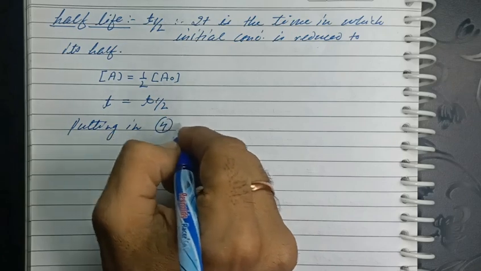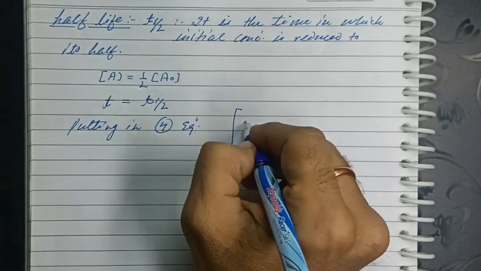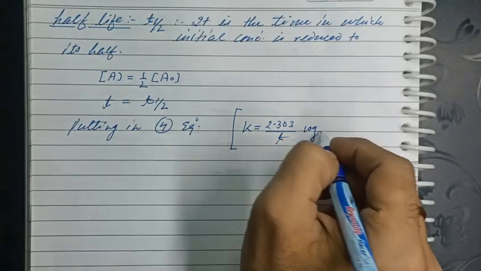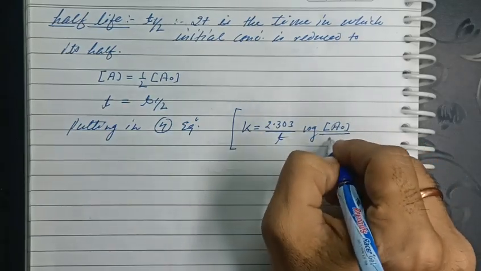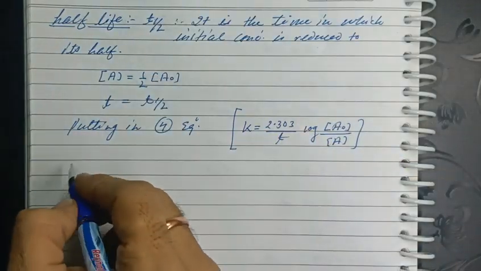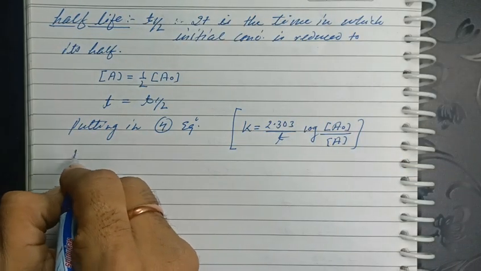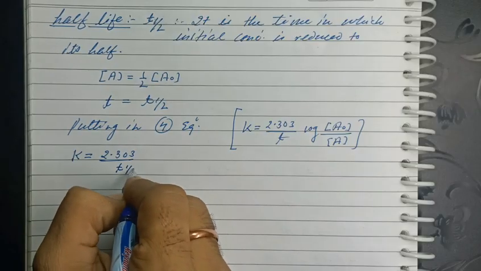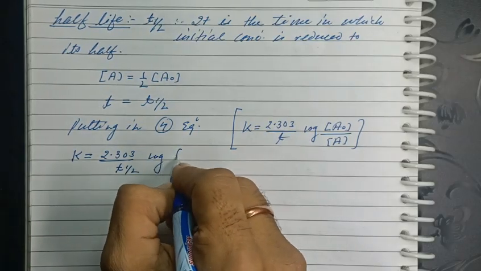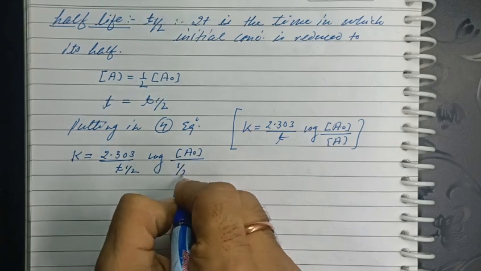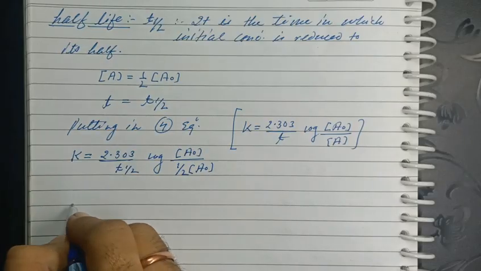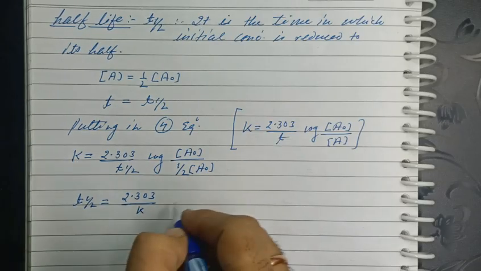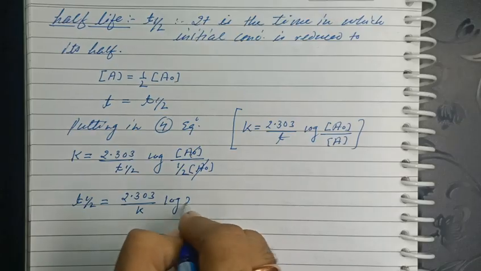Putting in fourth equation, K is equal to 2.303 upon t log A naught upon A. Putting in this equation, we get K is equal to 2.303 upon t half log A naught upon half A naught. t half will be equal to 2.303 upon K log 2.